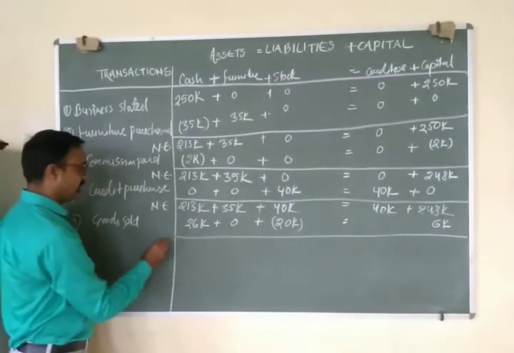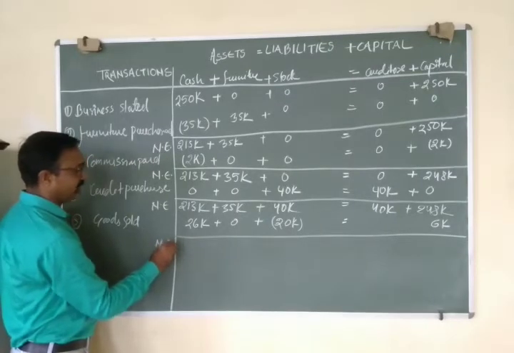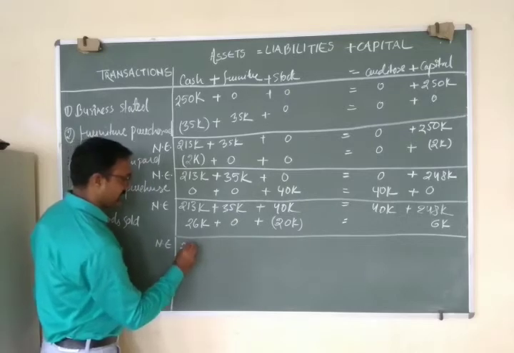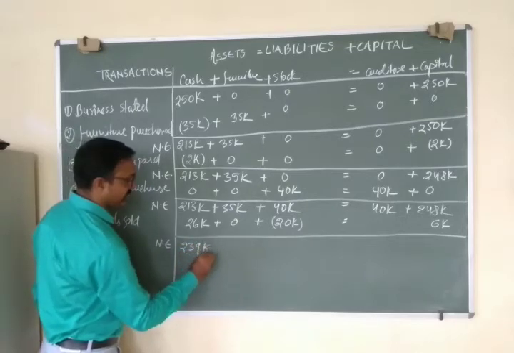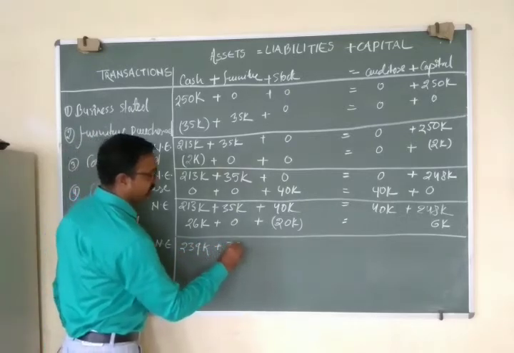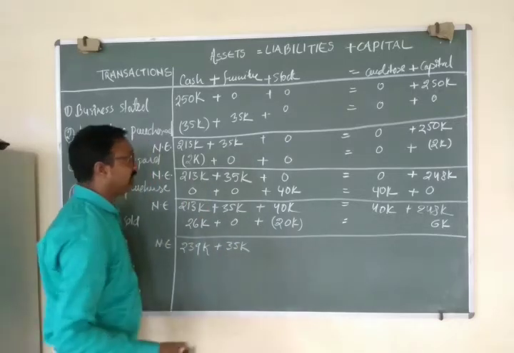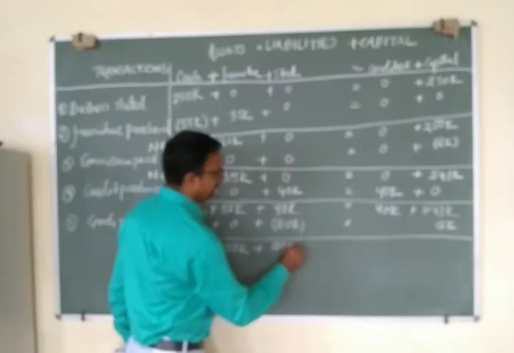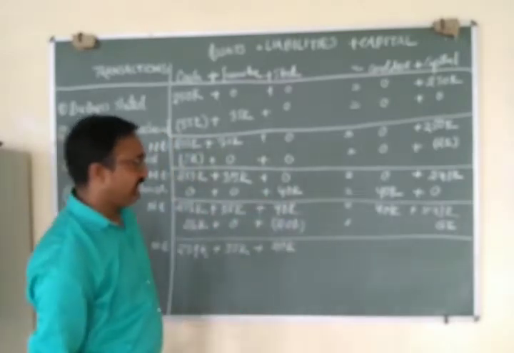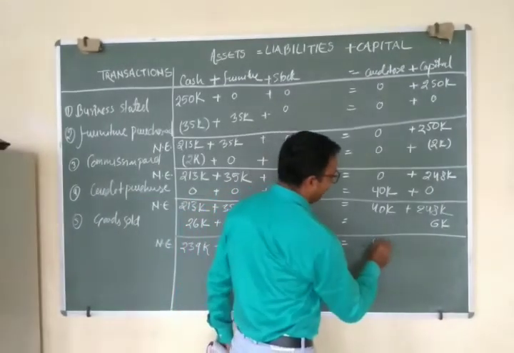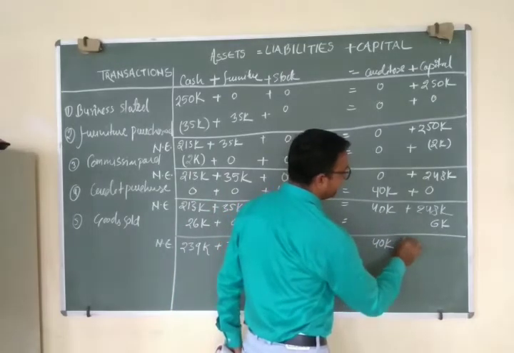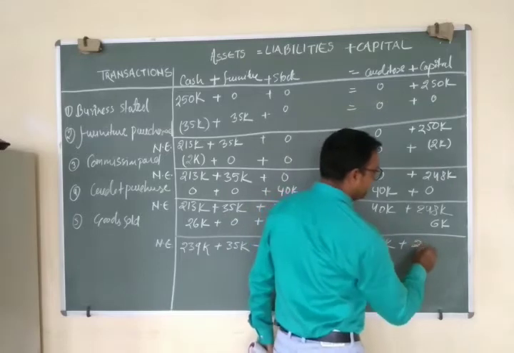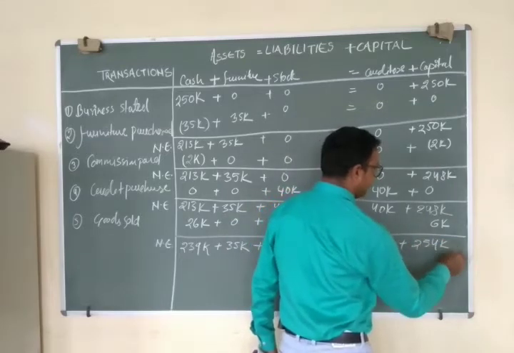Okay, so after this, again we have to find out our new equation, that is 2,39,000 of our cash, 35,000 of our furniture and 20,000 of our stock, which is equal to the total of creditors, it means liabilities, plus our capital, and the capital is 2,54,000.